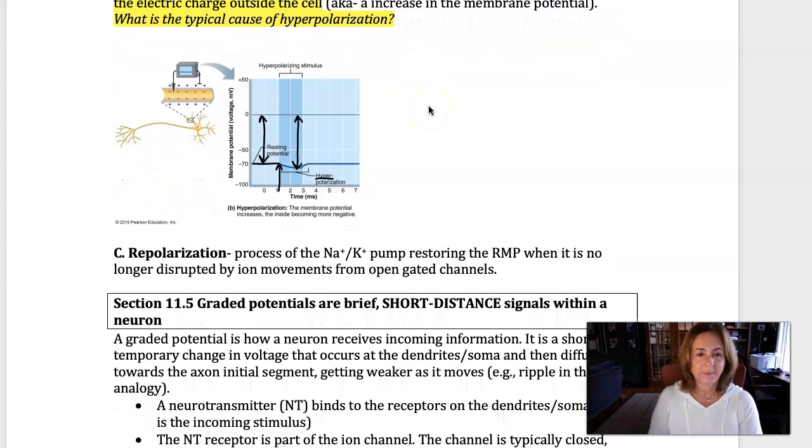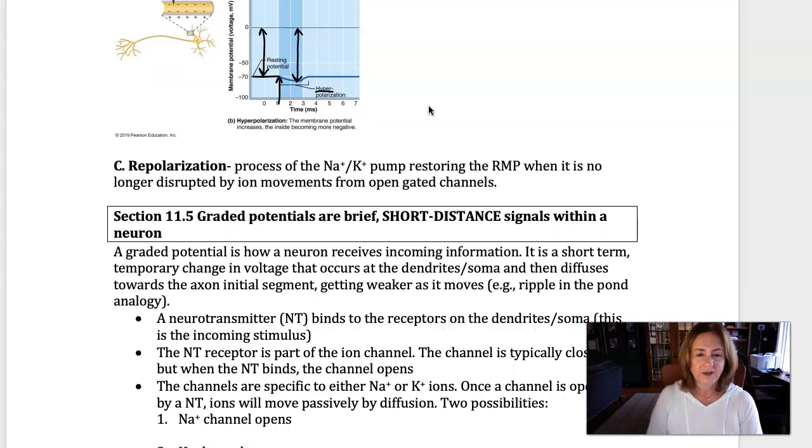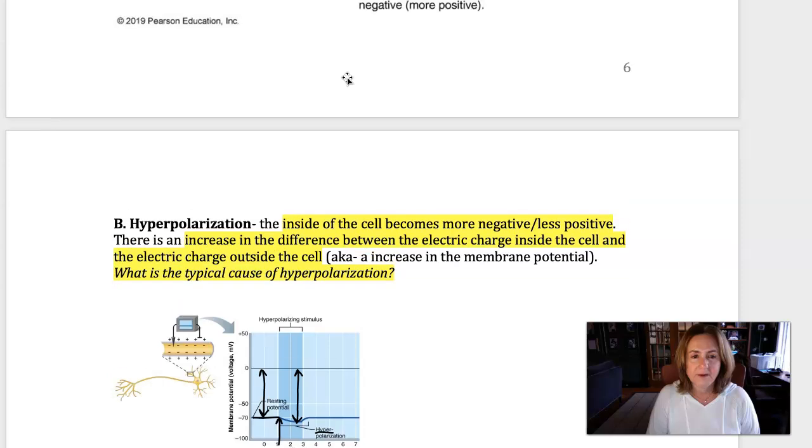Potassium channels open. Repolarization just means that as long as a cell is living and able to use energy, we can use and will use the sodium-potassium pump to restore the resting membrane potential. And you see that here. So even if the cell became more negative, it's the sodium-potassium pump using ATP to eject the sodium and reclaim the potassium that will reestablish the resting membrane potential.